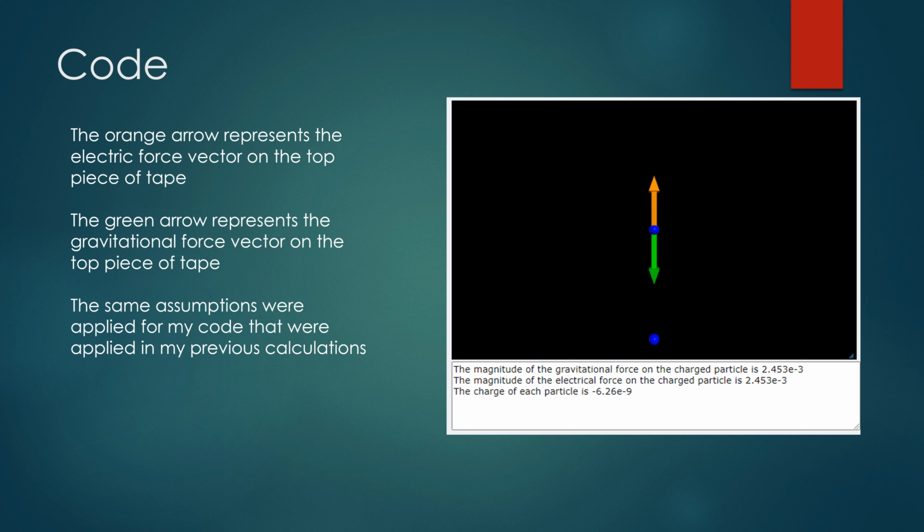For the coding portion of this lab, I modeled that all of the excess charge was at the center of each piece of tape. And in my model, the orange arrow represents the electric force vector on the top piece of tape. The green arrow represents the gravitational force vector on the top piece of tape. And I made the same assumptions for my code that I did for my calculations, so the gravitational and electrical force are both the same.